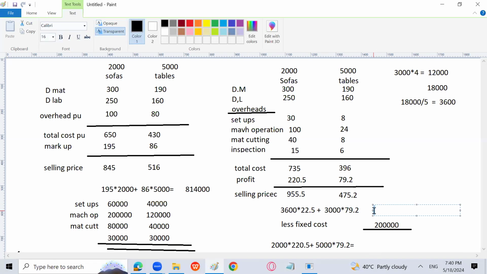You can calculate this yourselves, or tell me if someone has worked it out: 3,600 into 220.5 plus 3,000 into 79.2, how much will it come to, and we'll subtract 2 lakh and then compare. So your profit will reduce by 5,000. So we will not go for that option. We will continue to produce the same as we are doing, 2,000 sofas and 5,000 tables.